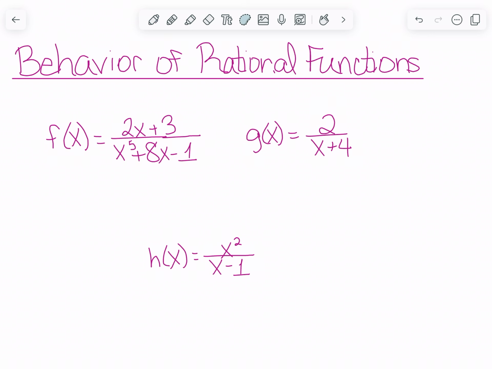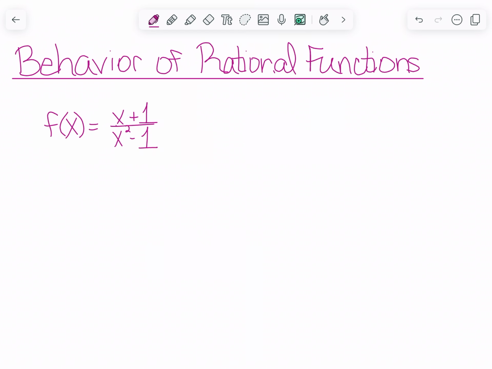There are a couple of things that can happen whenever we do have that division by 0. To explore a little bit of what happens, let's consider the function f of x equal to x plus 1 over x squared minus 1. Anytime we're working with rational functions, a good first step is to factor both the numerator and the denominator. That gets us x plus 1 over x plus 1 times x minus 1.